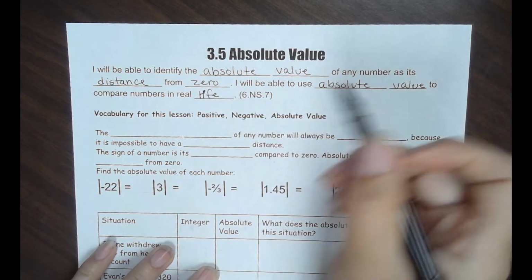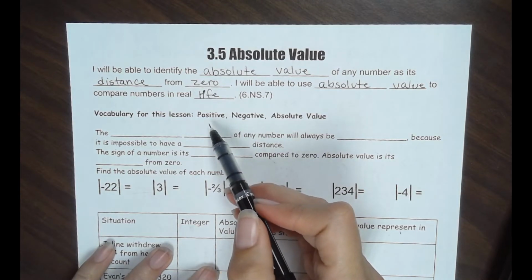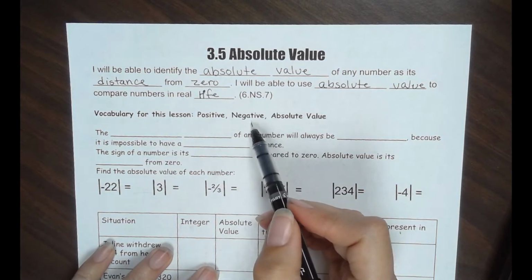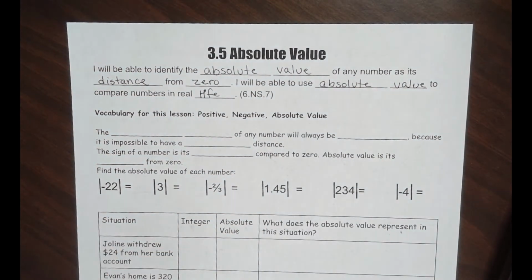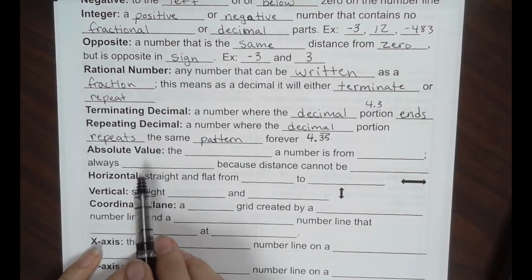Okay, vocabulary for this lesson. Positive numbers we know are above or to the right of 0 on the number line. Negative numbers are to the left or below 0 on the number line. We have one more though that we are going to add to our vocabulary sheet. So pull out page 40 again. Just one that we're going to fill out.